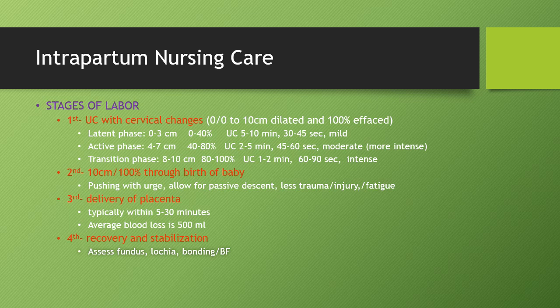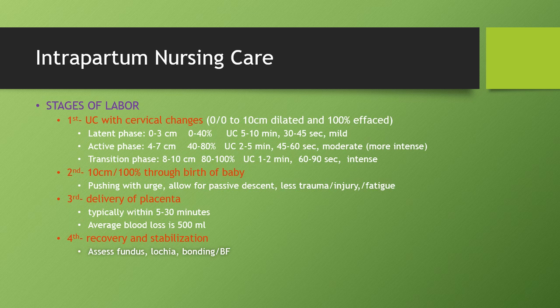The mother may need pain medication during the second stage of labor, so analgesia or anesthesia during that first or second stage is typically when we see it. And then in the third stage, we see a delivery of the placenta. This could be anywhere from 5 to 30 minutes after delivery of the fetus. The average blood loss for a vaginal birth is about 500 milliliters, and for a cesarean section, it's about 1 liter. With the fourth stage of labor, we have recovery and stabilization.